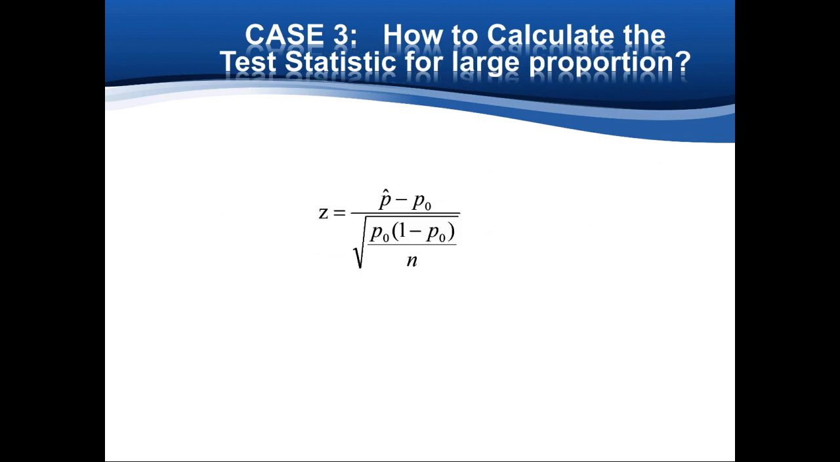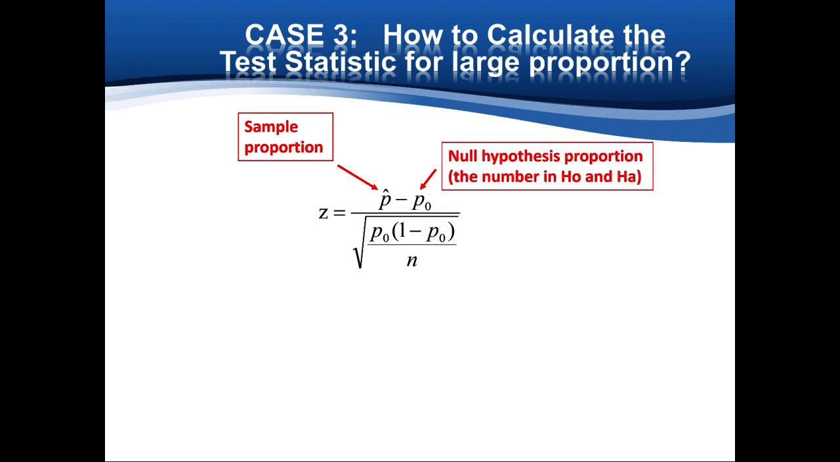Case 3, the large sample proportion case. The test statistic will be a z-score. The formula is like this, where p hat is the sample proportion. P0 is the null hypothesis proportion, the number in H0 and HA. N is the sample size, the total number in the sample.